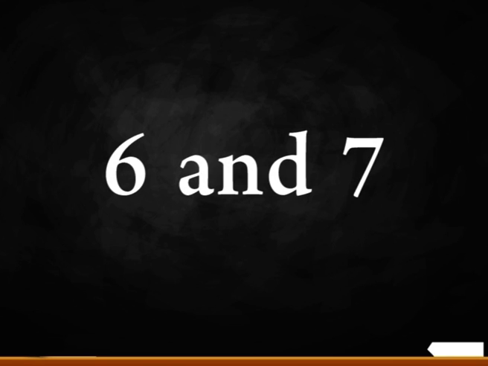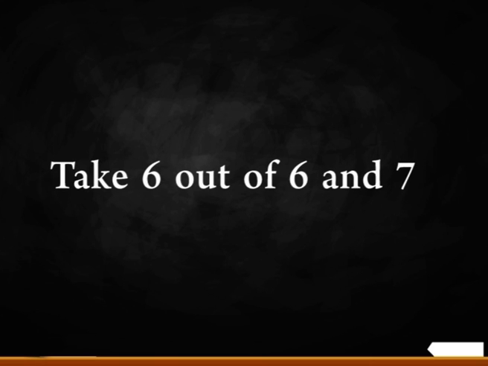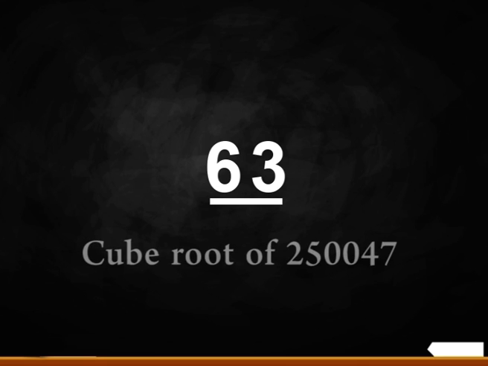Out of these two numbers, we will take the smaller number. Therefore, we will take 6 out of 6 and 7, which is the left hand part of our answer. Therefore, 6 is the left hand part of the answer. 3, which we have already got, is the right hand part of the answer. Therefore, our final answer is 63, which is the cube root of 250,047.